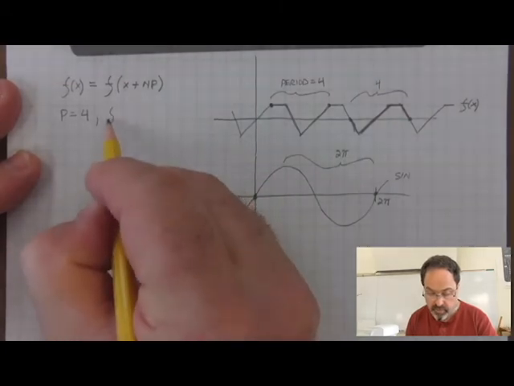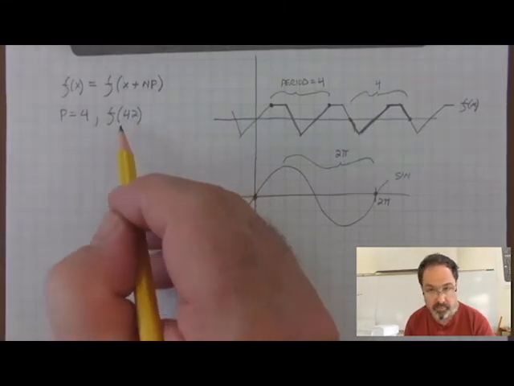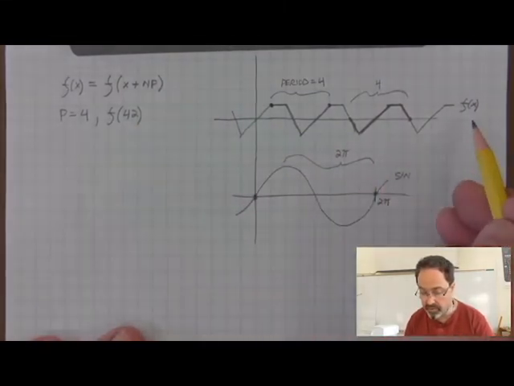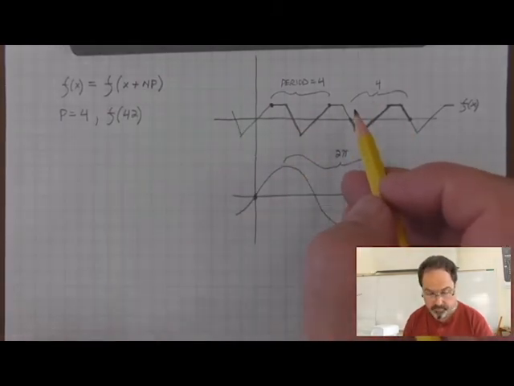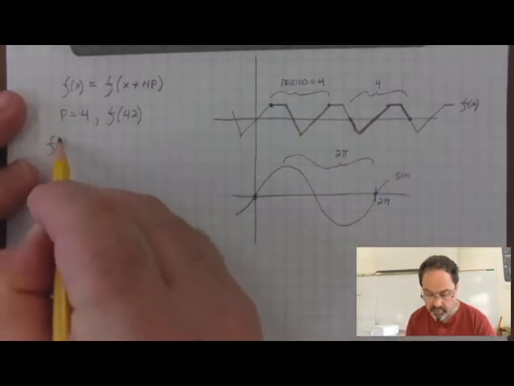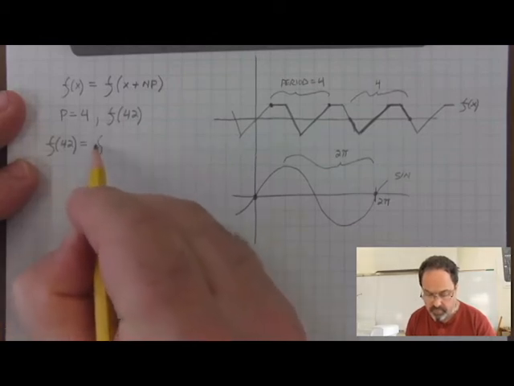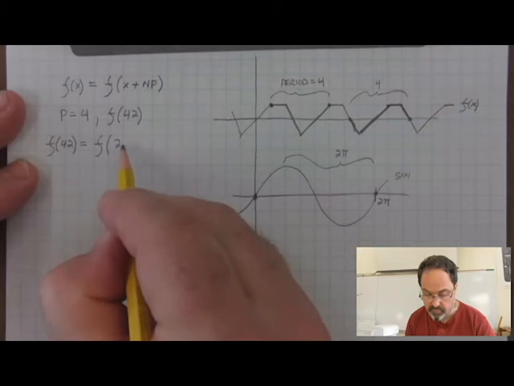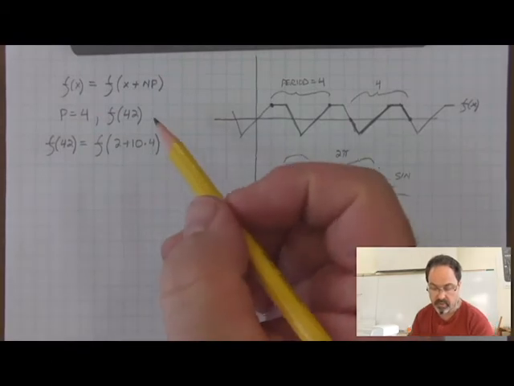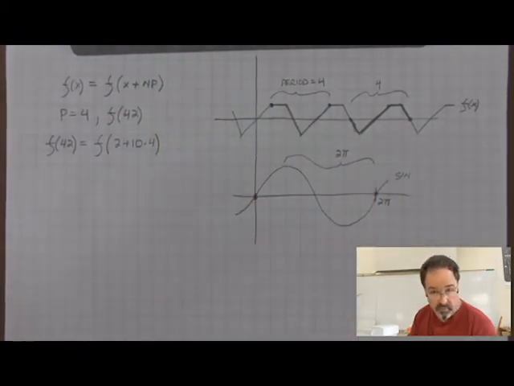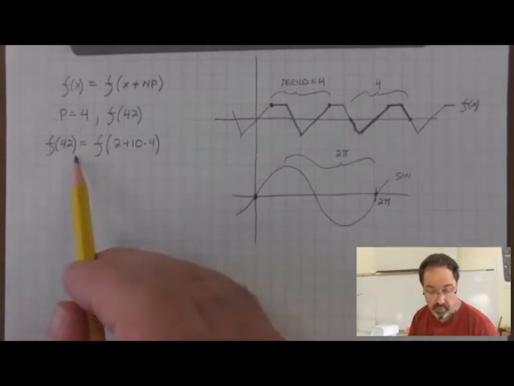And if I wanted to find the value of this function at 42, this number that I'm looking for the value at is so high, it's off my graph. I can't read the graph directly at 42. But with the concept of the period, the value of the function at 42 is going to be the same as the value of the function at 2 plus 10 periods of 4. 10 periods of 4 is the interval of 40. Add 2 to that, I get 42.